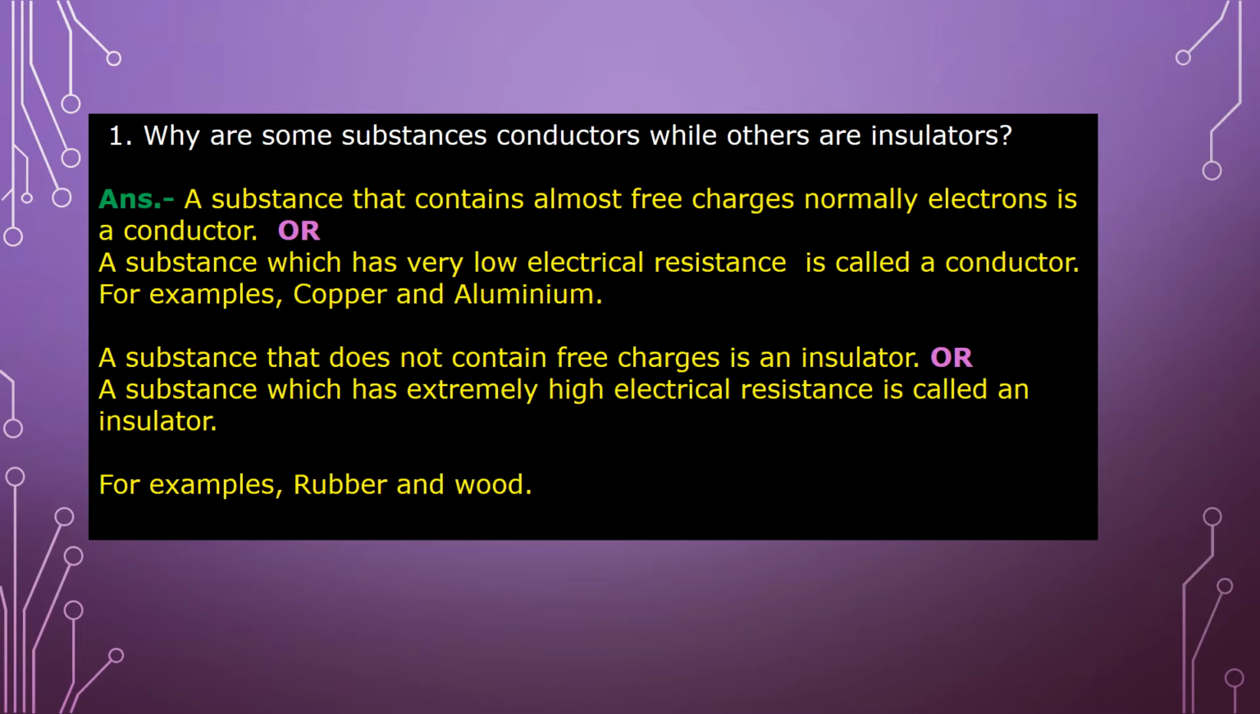Now first question: why are some substances conductors while others are insulators? A substance that contains almost free charges, normally the presence of electrons, is called a conductor, while a substance which has very low electrical resistance is called a conductor. For example, copper and aluminum. A substance that does not contain any free charges, that is, there is no electron, is called an insulator. Or a substance which has extremely high electrical resistance is called an insulator. So for example, rubber and wood have very high electrical resistance. So they are bad conductors of electricity, so they are called insulators.